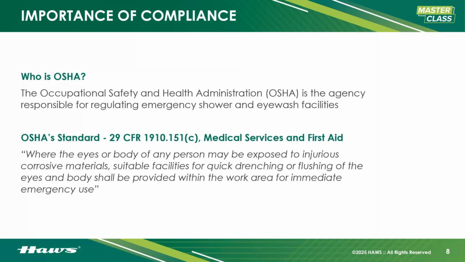Where the eyes or body of any person may be exposed to injurious corrosive materials, suitable facilities for quick drenching or flushing of the eyes and body shall be provided within the work area for immediate emergency use, which is cool. That doesn't tell me any additional information. It doesn't, what do I do? Where does it go? How does it function? If you visit me and you start wagging a finger at me, what do I need to do to make sure this is compliant, right? And unfortunately, there's no additional information here. That is the entirety of 29 CFR 1910.151(c).